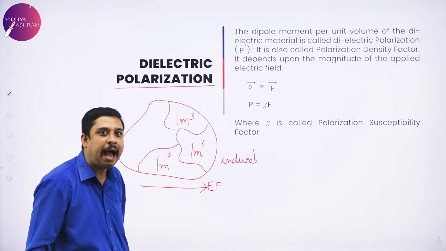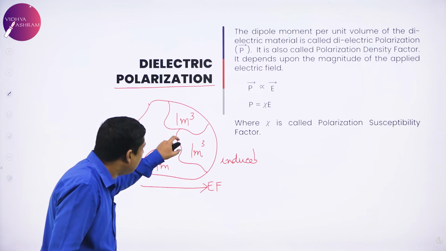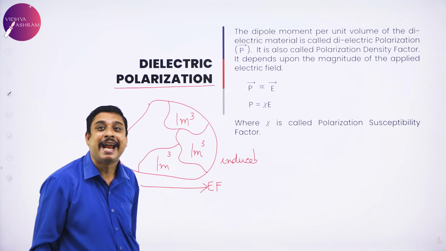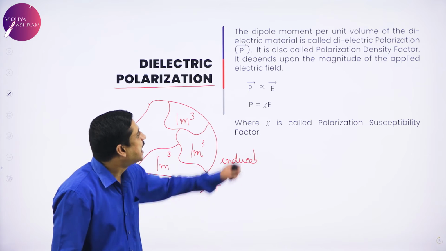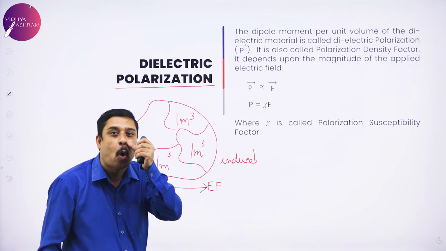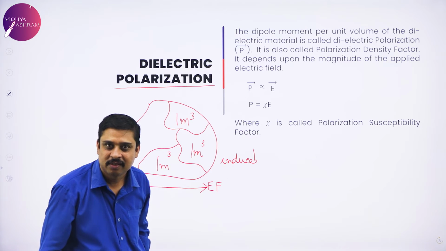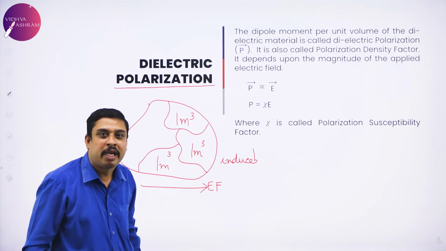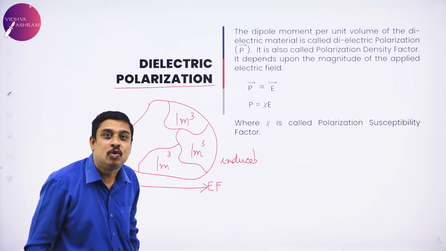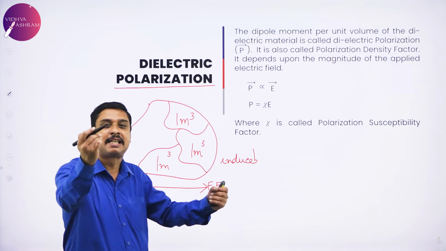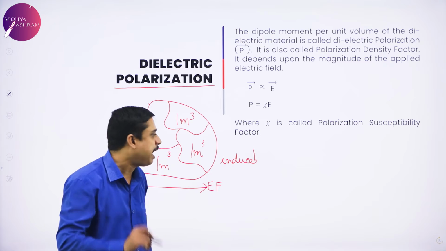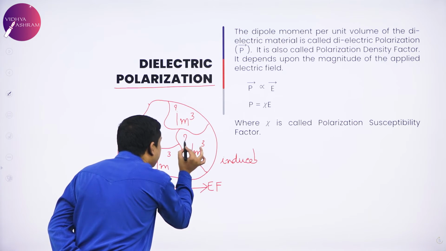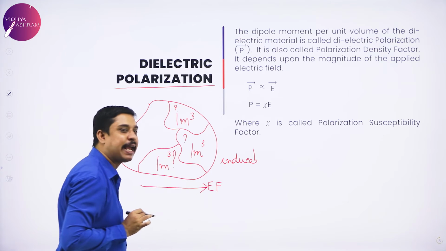So what is the impact? Now the molecules start rotating. They experience dipole moment rotations. Why is dipole moment coming into the picture? Because I have induced the property of electricity. How much rotation is happening?